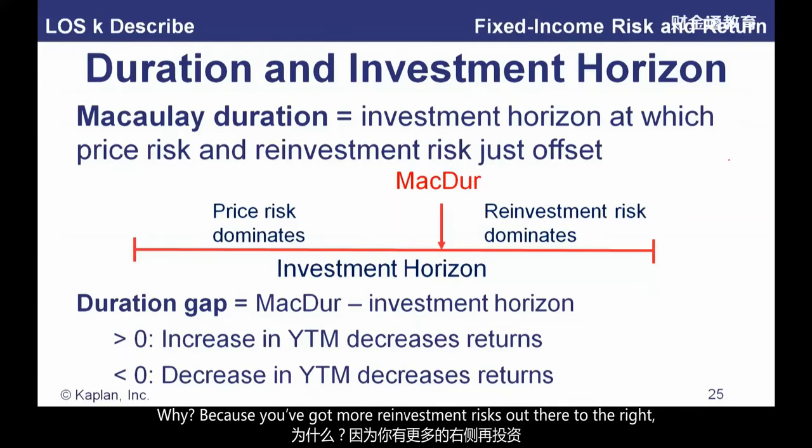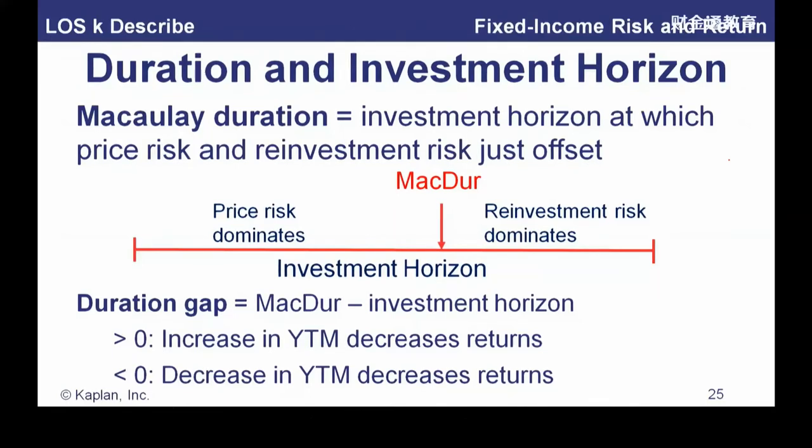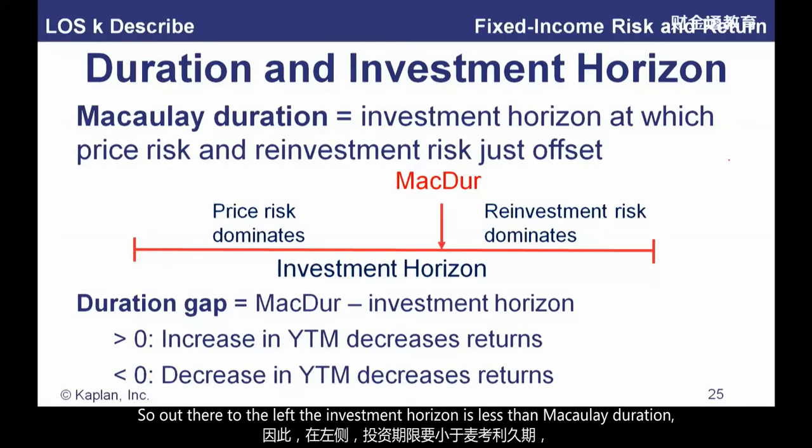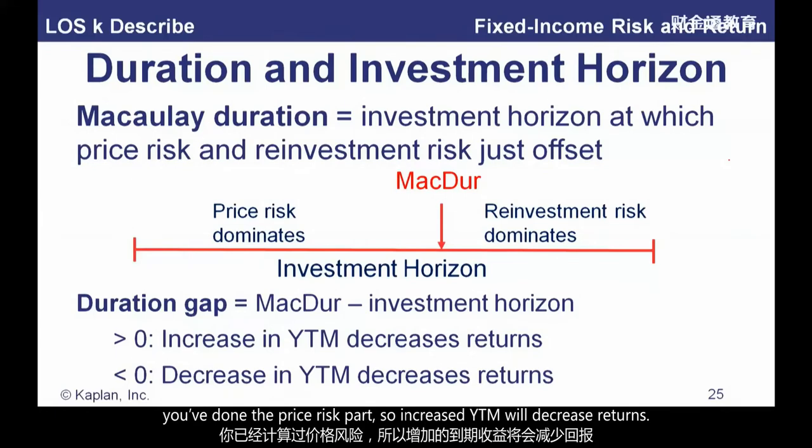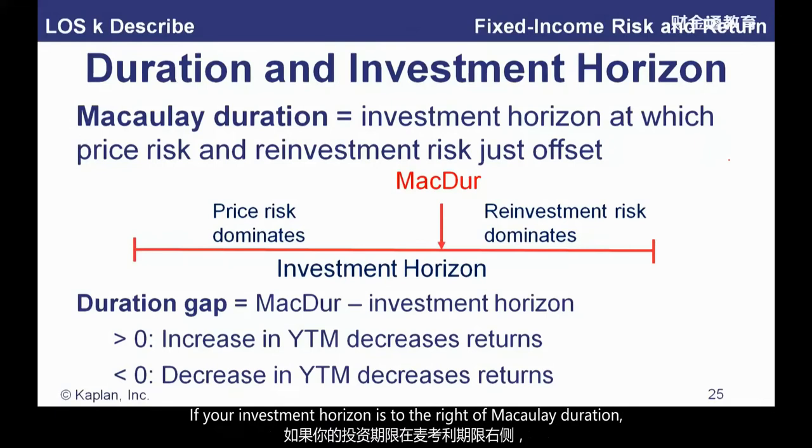Why? Because you've got more reinvestment risk out there to the right, and you've got more price risk out there to the left. So out there to the left, where your investment horizon would be less than Macaulay duration, you're down in the price risk part, so an increase in yield to maturity would decrease your returns. If your investment horizon is to the right of Macaulay duration, then you have primarily reinvestment risk, so a decrease in yield to maturity decreases your returns, or alternatively, an increase in yield to maturity would increase your returns when your investment horizon is longer than the Macaulay duration.